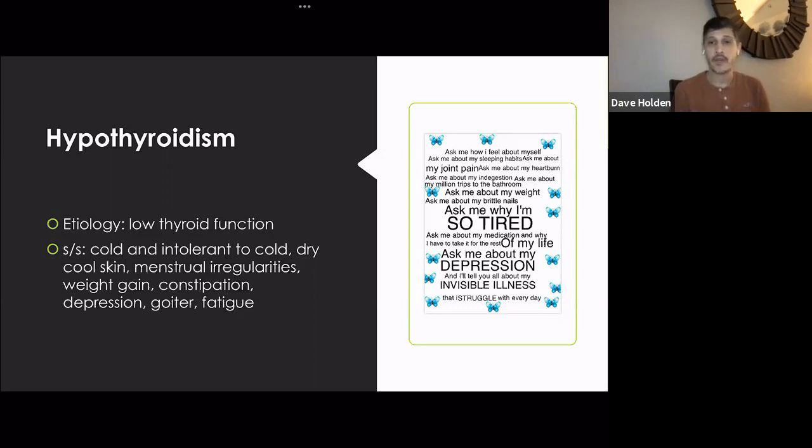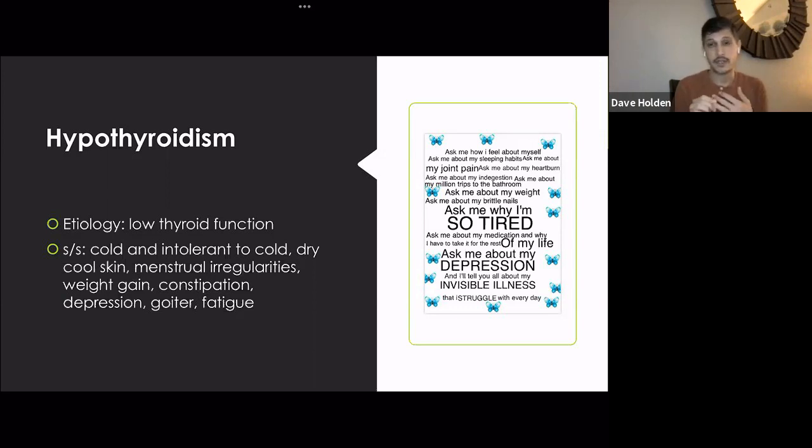And hypothyroidism is exactly what it sounds like. This is going to be a low thyroid function. So in many ways, this is the opposite condition. We thought about hyperthyroid people as having way too much energy. They're running really hot. They're super thin. With hypothyroidism, they're cold and they're intolerant to cold. So they get cold very easily.